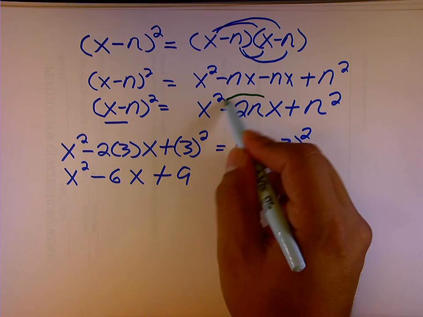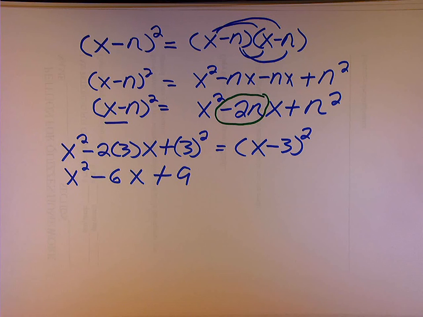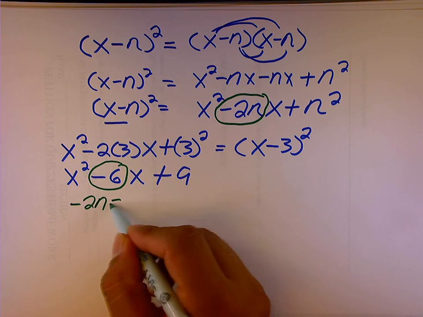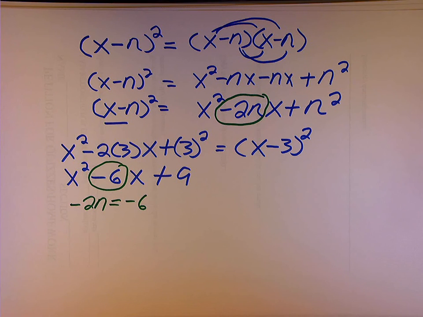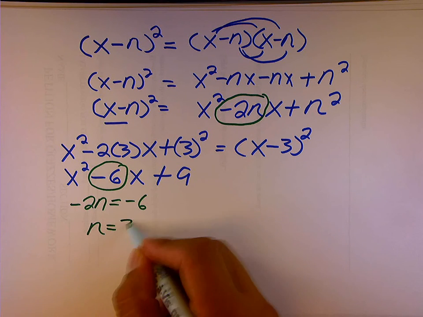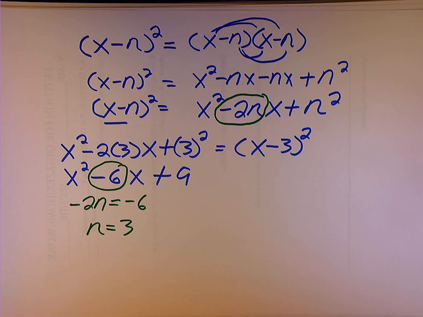Notice, when I have the generic formula, the number in front of the x is described as negative 2 times n. If I look at this trinomial and I let negative 2n equal negative 6, then I can identify the number as 3. We will always use negative 2n as the number in front of my x term. If it is a perfect square trinomial, it must be always negative 2n.